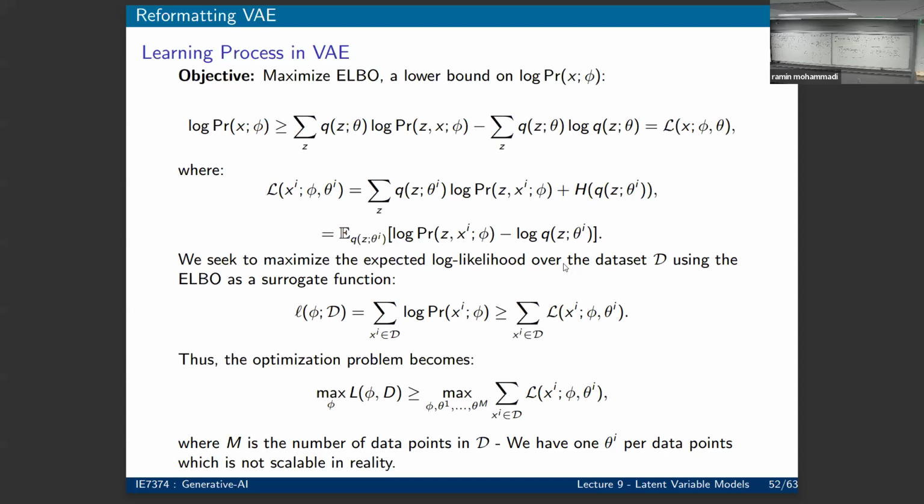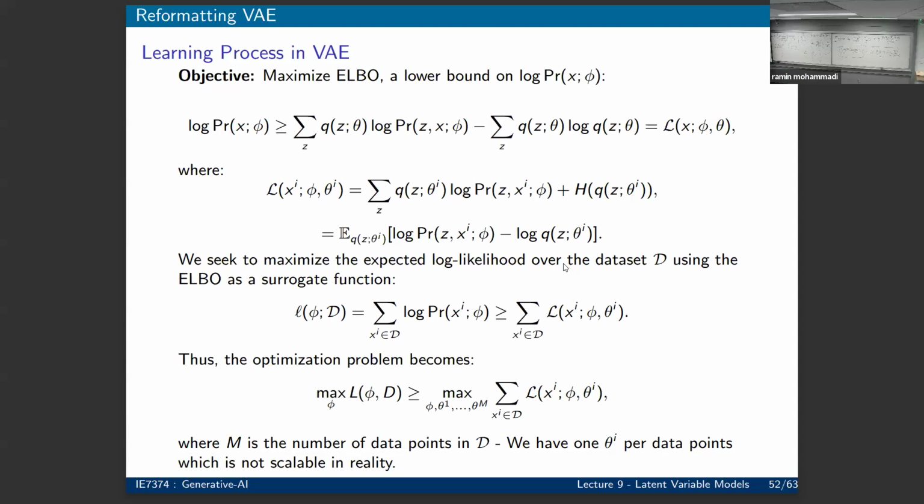And overall, our goal is to maximize the log of this for all data points, which is the same as maximizing the log of this loss, or the ELBO, for all data points. So this is the same thing basically. Now, there is a challenge here. If you look at the last line, when we are trying to maximize for these parameters, we say that this is always larger than this. This is the lower bound.